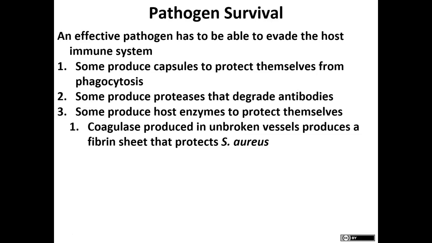For a pathogen to be effective, it has to be able to evade our host immune system. It wants to cause infection, but if it gets killed before it can cause the infection, then it's not very effective. And so we have pathogens that produce capsules to protect themselves from phagocytosis. Some produce enzymes that degrade antibodies. Some produce host enzymes to protect themselves. If they produce host enzymes, then the immune system is not going to recognize the pathogen as effectively. So an example, coagulase produced by an unbroken blood vessel produces a fibrin sheet. That fibrin sheet then can protect Staph aureus.